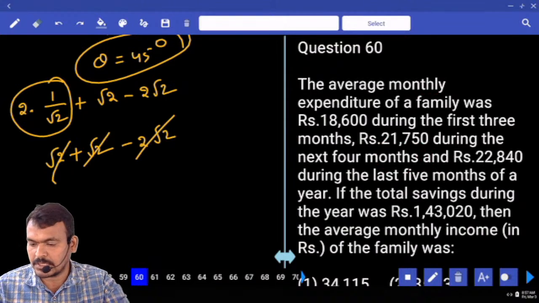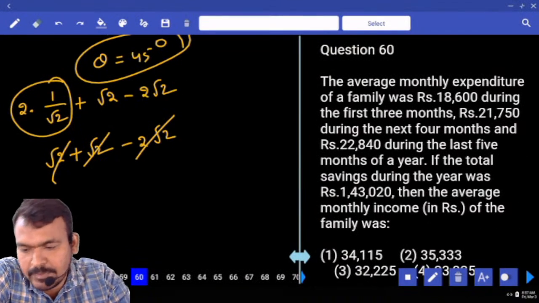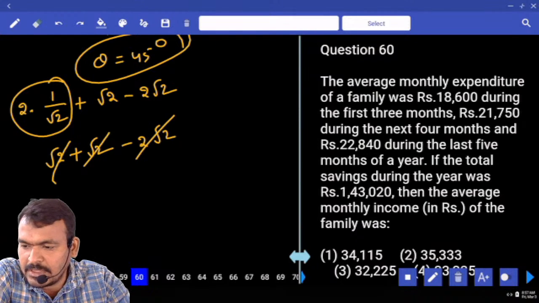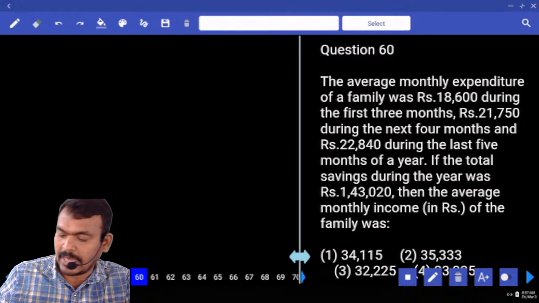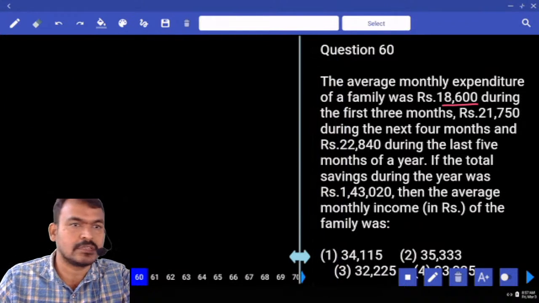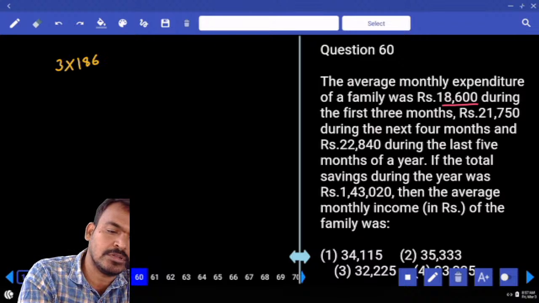Next question number 60. The average monthly expenditure of a family is 18,600 during the first 3 months. What is the first 3 months' average expenditure? 18,600. What is the first 3 months' sum? 3 into 18,600.